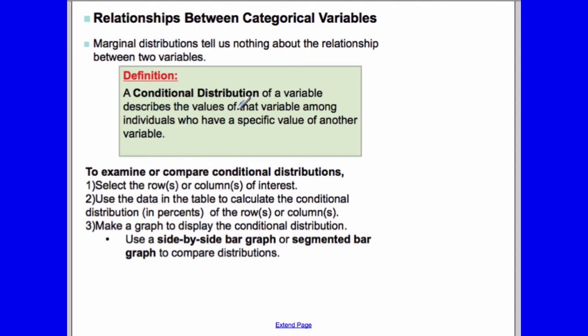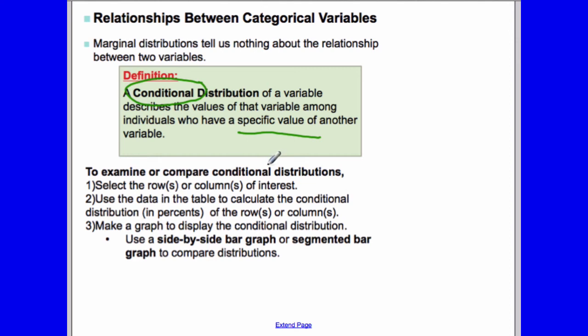There's something called conditional distribution, which leads us into this. A conditional distribution of a variable describes the values of that variable among individuals who have a specific value of another variable. There is a condition that we're putting on it. For example, I might say, given it is a male, how many feel like they have no chance? So the condition is that they're a male. In other words, I can ignore all the females. I'm specifically looking at males.